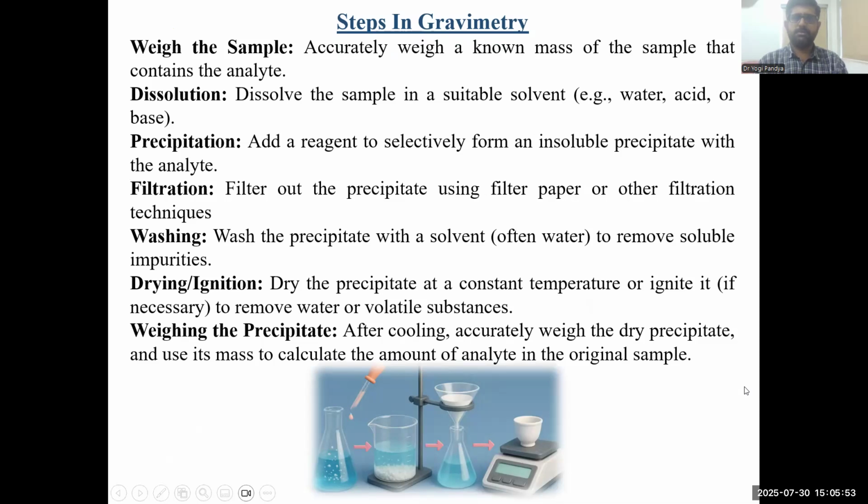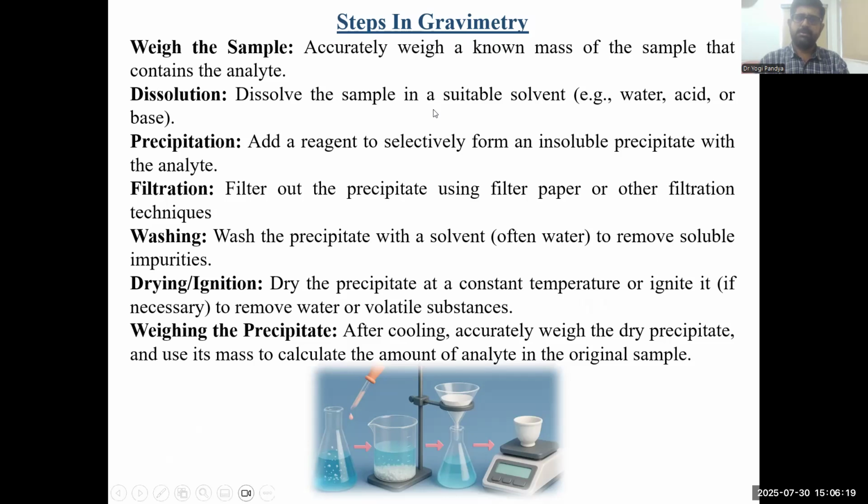Now we'll see the general steps in gravimetric analysis. Initially, we weigh the sample. The sample containing your analyte is accurately weighed. Then we dissolve this sample in a suitable solvent like water, acids or bases, or any other organic or inorganic solvent.